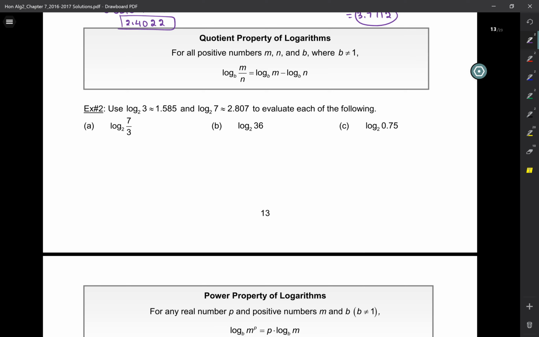You subtract, right? Is everybody with me today? When I'm dividing powers, what do I do to the exponents? Subtract them. So if I have log base b of m over n, it's log base b of m minus log base b of n. Okay? So same situation. All right, let's do this one.